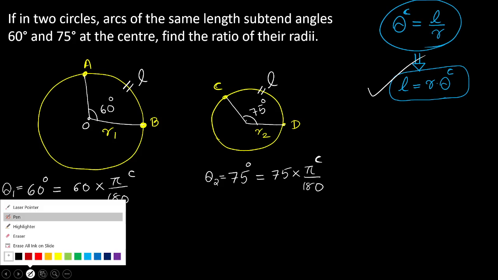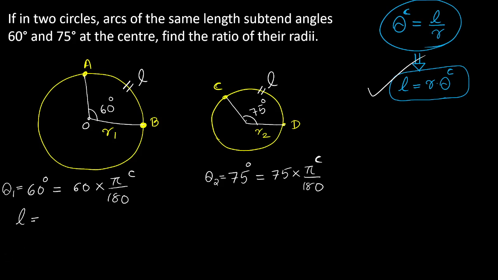Look at the first diagram. What is L? L equals R1 into theta 1. See, we have the formula L equals R theta. Understood? So here the length of arc is R1 into theta 1. R1 I don't know. Theta 1 in radian measure will be 60 into pi by 180. Understood? All of it clear? Please respond. Is that okay?